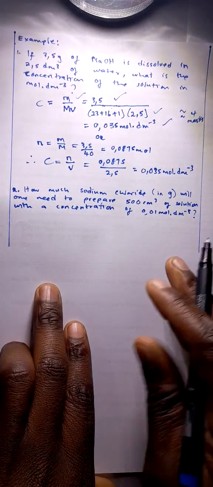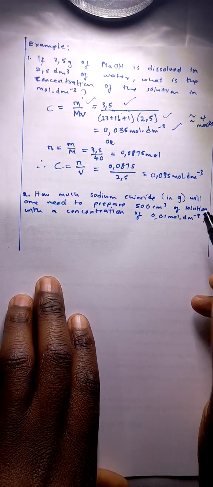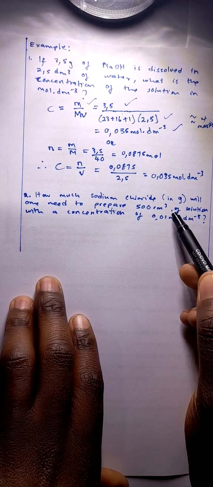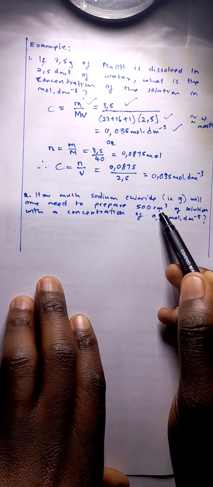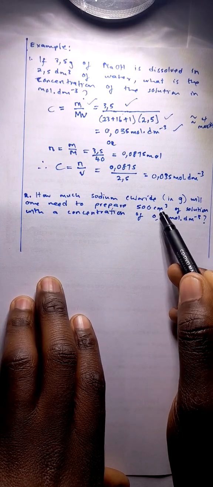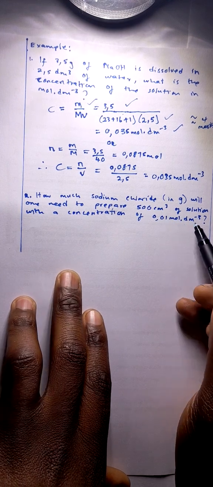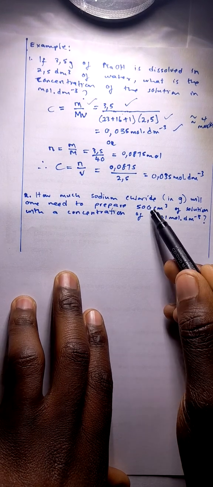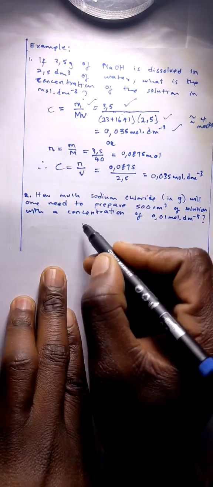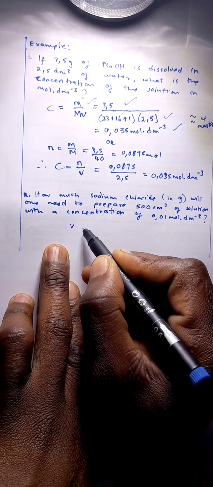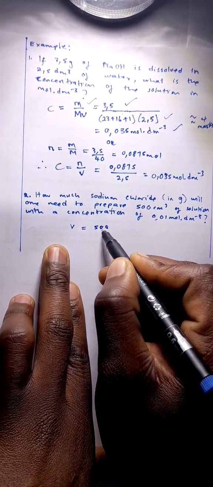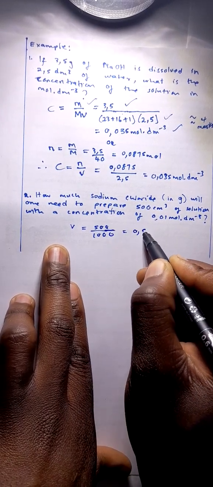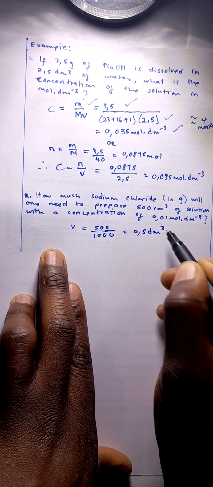We are given the concentration. Now, please take note. The concentration is in mole per cubic decimeter. You can see. Yes, and the volume given is in cubic centimeter. These two units are not the same. You need to convert this to that. So you are going to convert cubic centimeter to cubic decimeter, which you divide by 1,000. All right. So the volume will be 500 divided by 1,000. All right. We know that is going to be 0.5 cubic decimeter.